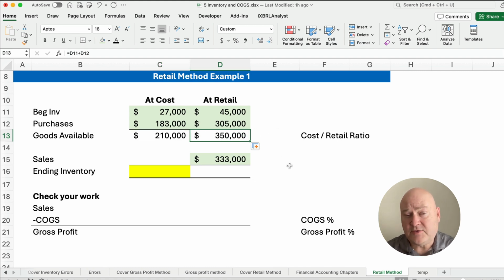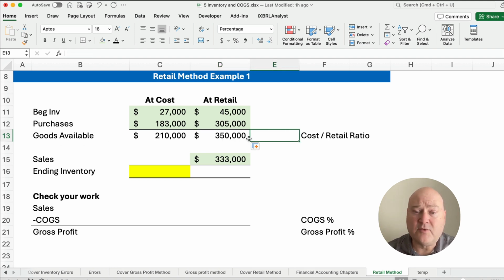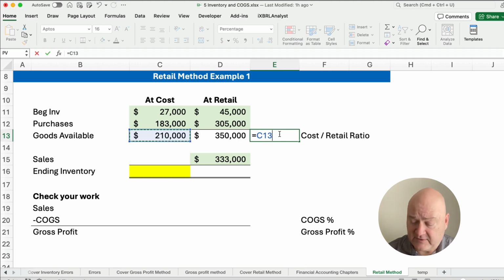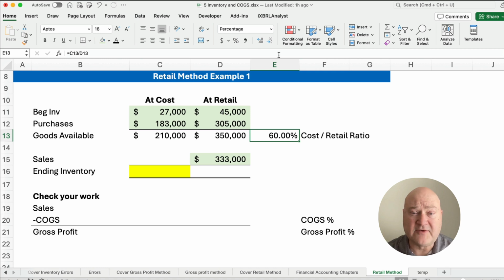Now, one thing we need to calculate when we're working on the retail method is, when we get goods available, we need to calculate a cost to retail ratio, which is going to be a percentage. So we take our cost divided by the retail prices, and I already have it at 60%. Remember, in decimal format, this would be 0.6, but we want to put it in a percentage here. And hang on to decimal places, because sometimes we might have a number that doesn't come out very evenly. So you want to hang on to four decimal places to reduce any rounding error that you might have.